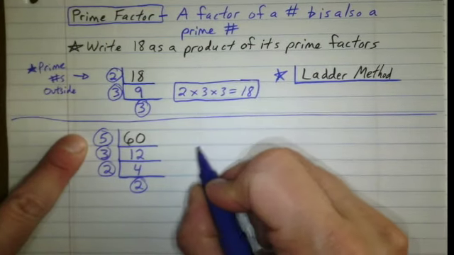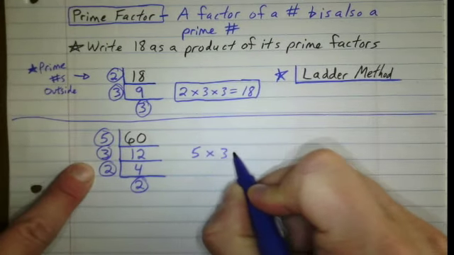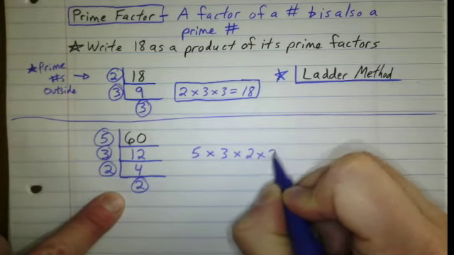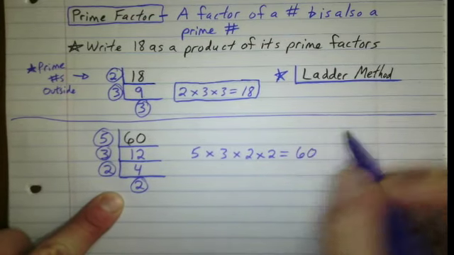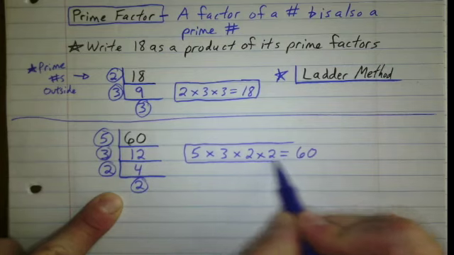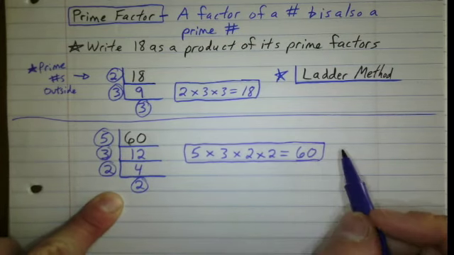So if you take 5 times 3 times 2 times the other 2, that all equals 60. And this entire thing is your answer. You box in the entire thing for your answer.